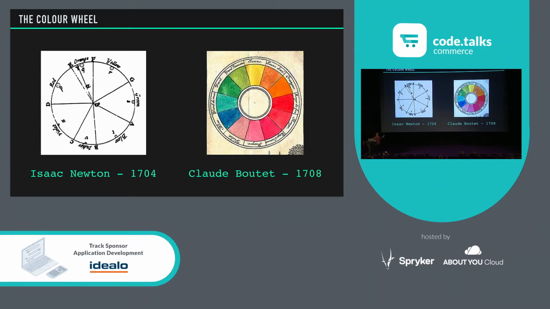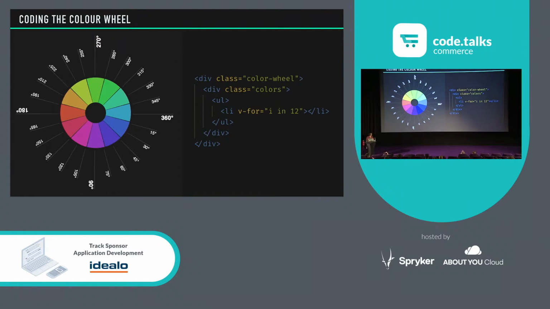Everything that we do nowadays in terms of creating colors with technology comes from these early studies of color theory. So we can start with a little example of how to actually code a color wheel, like the one that Bootsec created with 12 color slots. To do that, we can start with a little markup. Actually, before, how many of you are familiar with Vue.js? Raise your hand. OK, most of you.